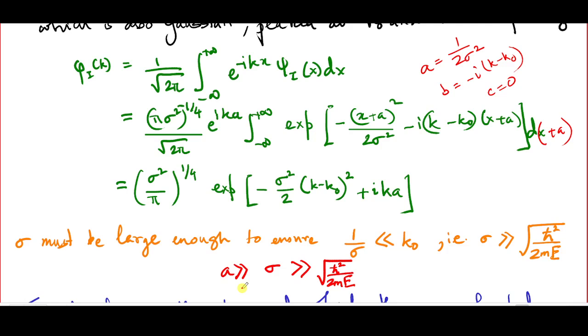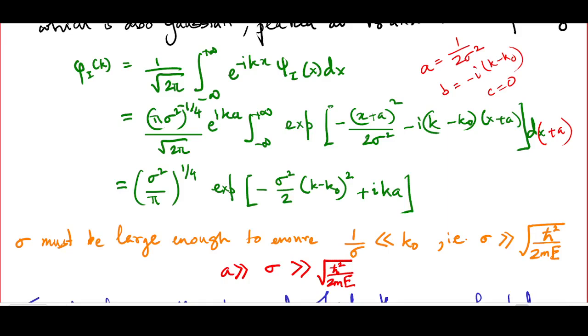You can have wave packets which are so narrow that you can consider them to be well localized particles, and at the same time so wide that the corresponding momentum wave function is actually very narrow compared to the energy that these particles have.